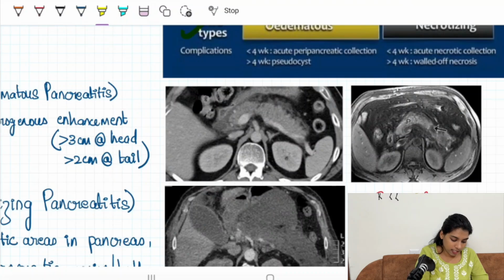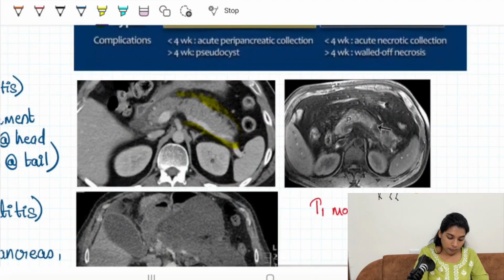So we can see in this case scenario where the tail is bulky, you can see there is some amount of peripancreatic fat stranding. However, there is no area of necrosis, there is no non-enhancing areas within the pancreas. So this is a typical example of acute interstitial edematous pancreatitis. Now we look at the MRI of the same.